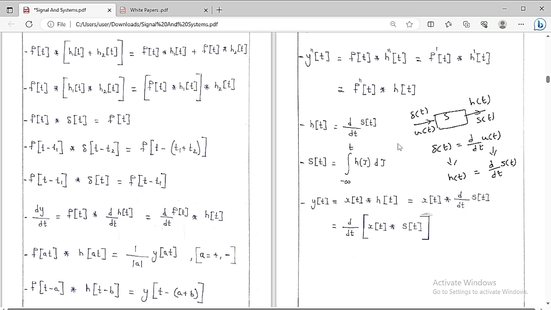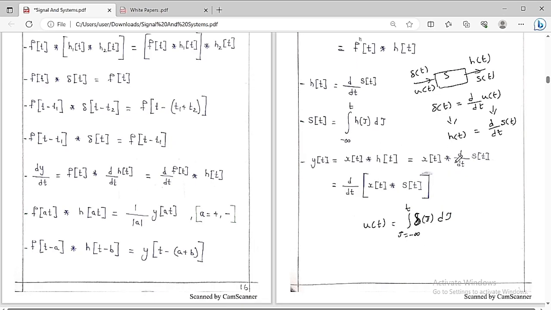Then if you know s of t, you can get h of t from this relation, and vice versa. The remaining thing is u of t, which is nothing but the step signal, the integration of the input signal. So u of t is the integral from minus infinity to t of delta of tau d tau. So for u of t, what is the response? The response is s of t.